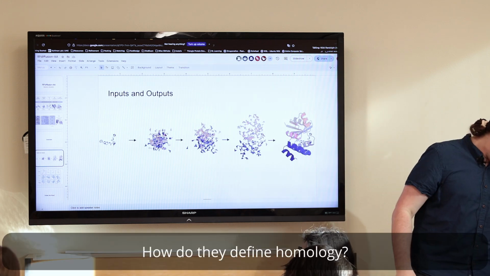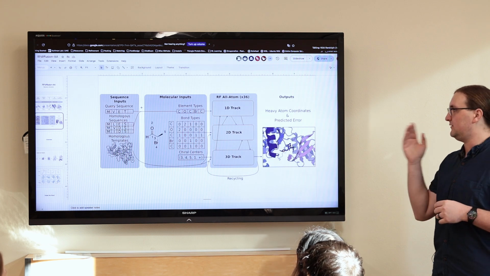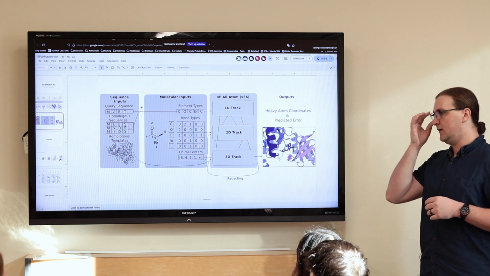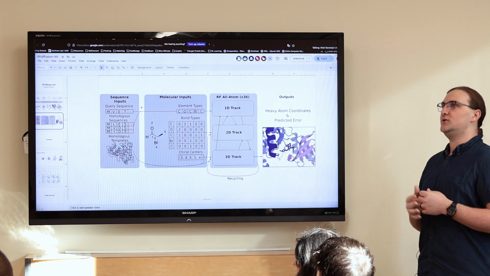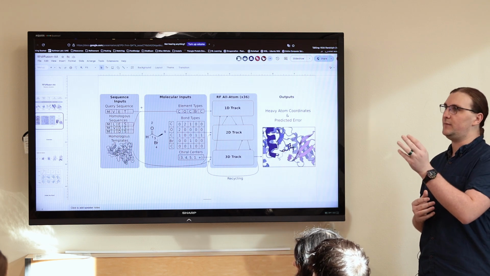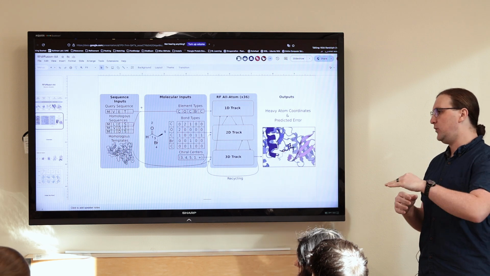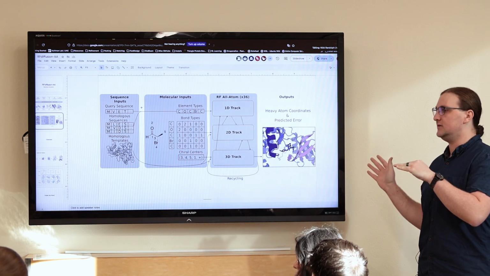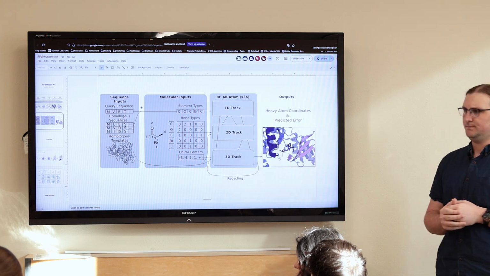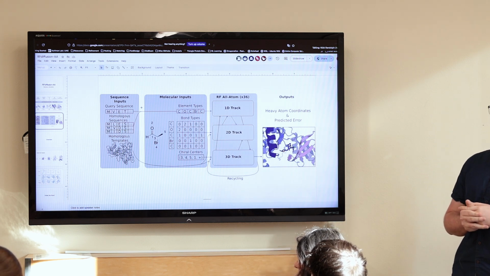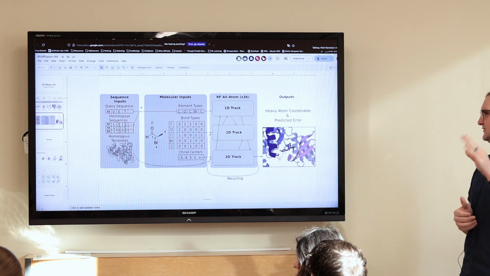How do they define homology? The homology is defined based on sequence identity, essentially. Okay, so they use a cutoff? What they do is search the database and try to find up to a certain number. Past a certain point, they throw away everything extra. I don't remember exactly what number of sequences they use. It's probably like 256 or 512 or something like that. But it's just a bunch of sequences.